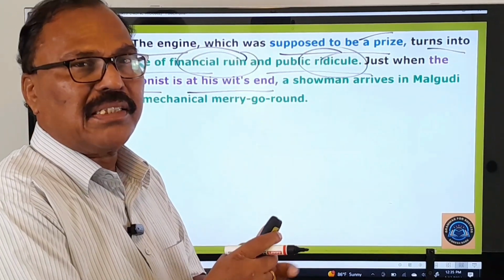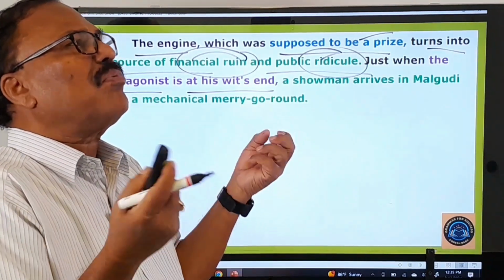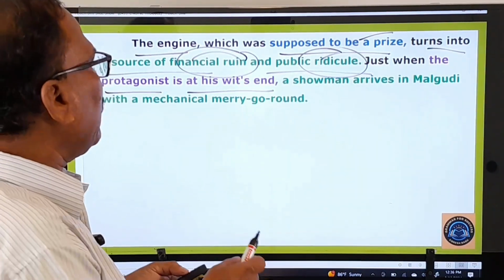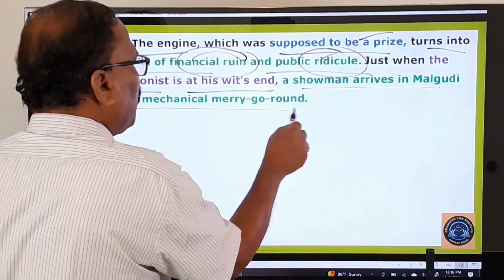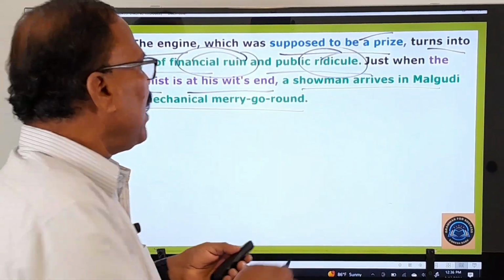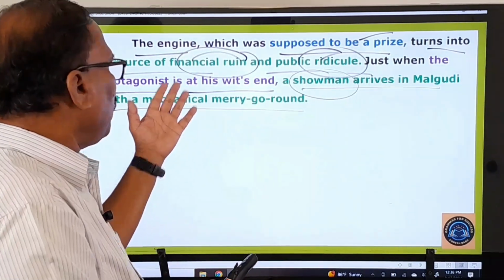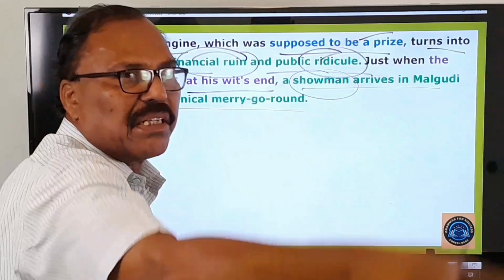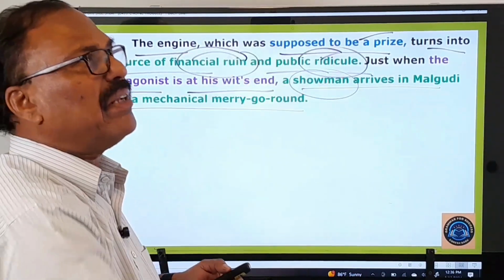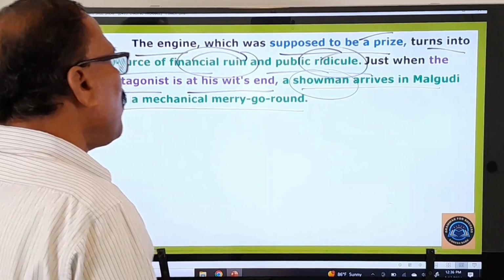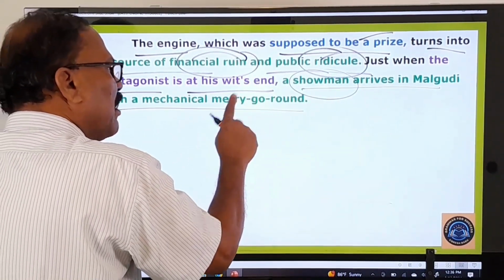When he was in that great embarrassment, in a position in which he could not do anything, at that time, what happened now? A showman arrives in Malgudi with a mechanical merry-go-round. In the meanwhile, a showman came to Malgudi with a big mechanical merry-go-round. A big giant wheel is there. That will be going. So this is called a merry-go-round. So the showman has come to Malgudi with a big mechanical merry-go-round.